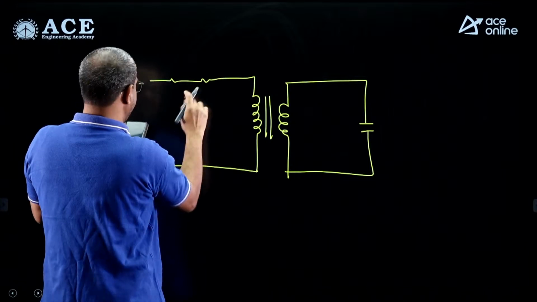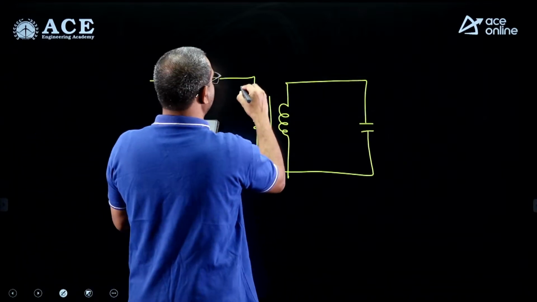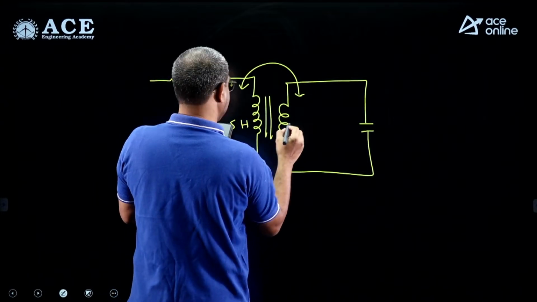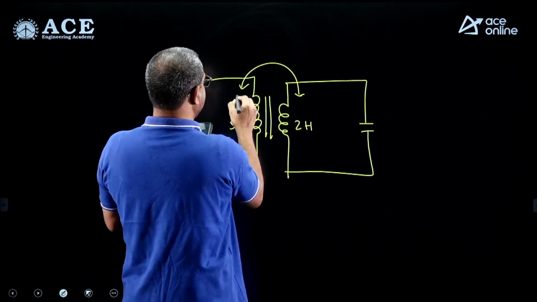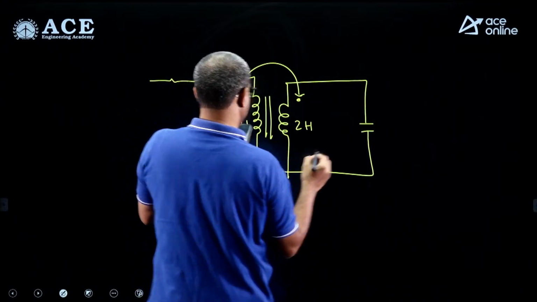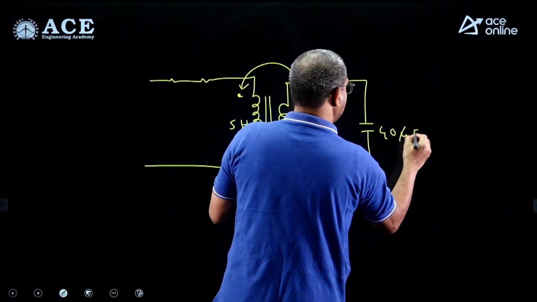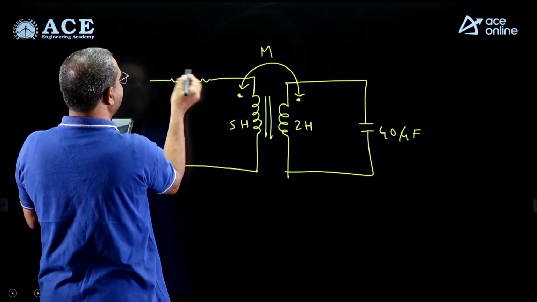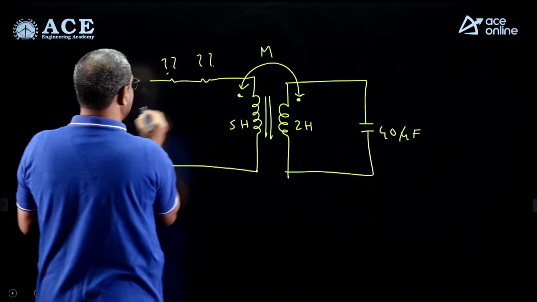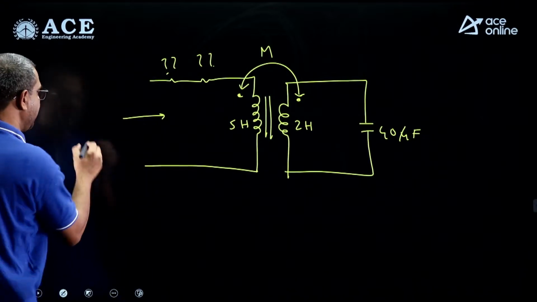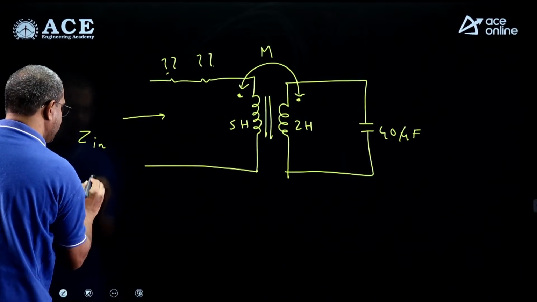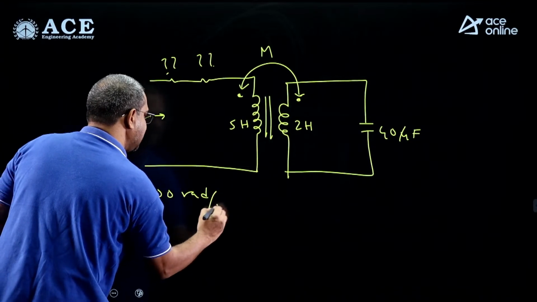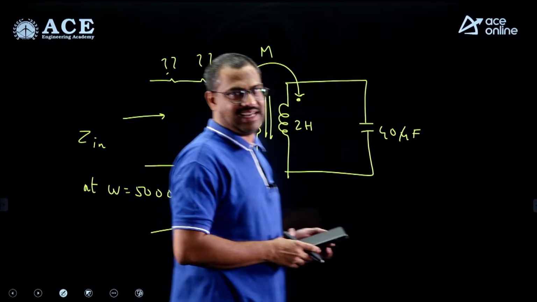Here these values are missing, and here also this value is missing, but I got this as 5 Henry and this as 2 Henry, and these are the dots given, and this is 40 microfarad. But the mutual inductance is missing from my student who gave this, and these resistances are also missing. But he is asking what is the total input impedance at omega equal to 5000 radians per second. This is a standard question which we do in our class.